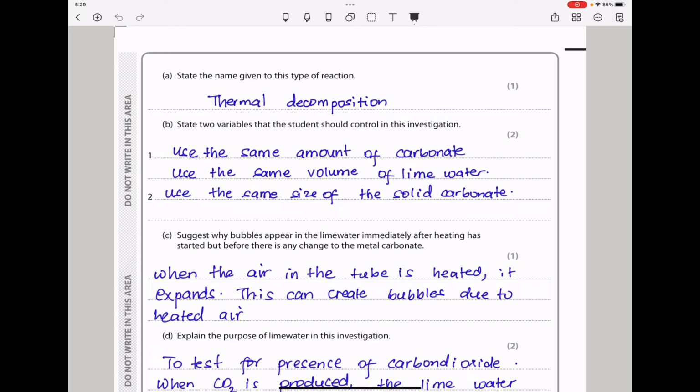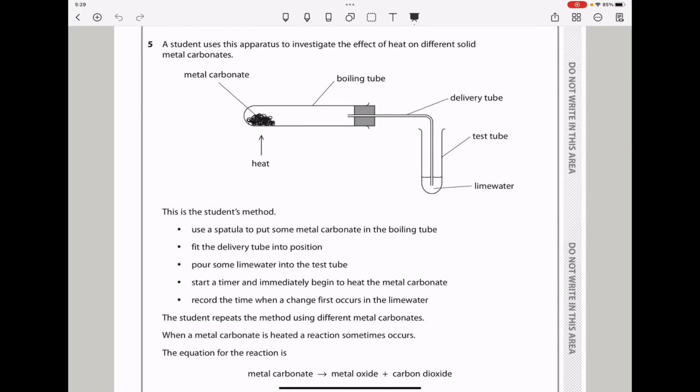In part B, state 2 variables that the student should control in this investigation. Now, when we go back here, we can see the experiment was repeated with different metal carbonates. So we have to make sure that the amount of the carbonate is actually the same in terms of the number of moles.